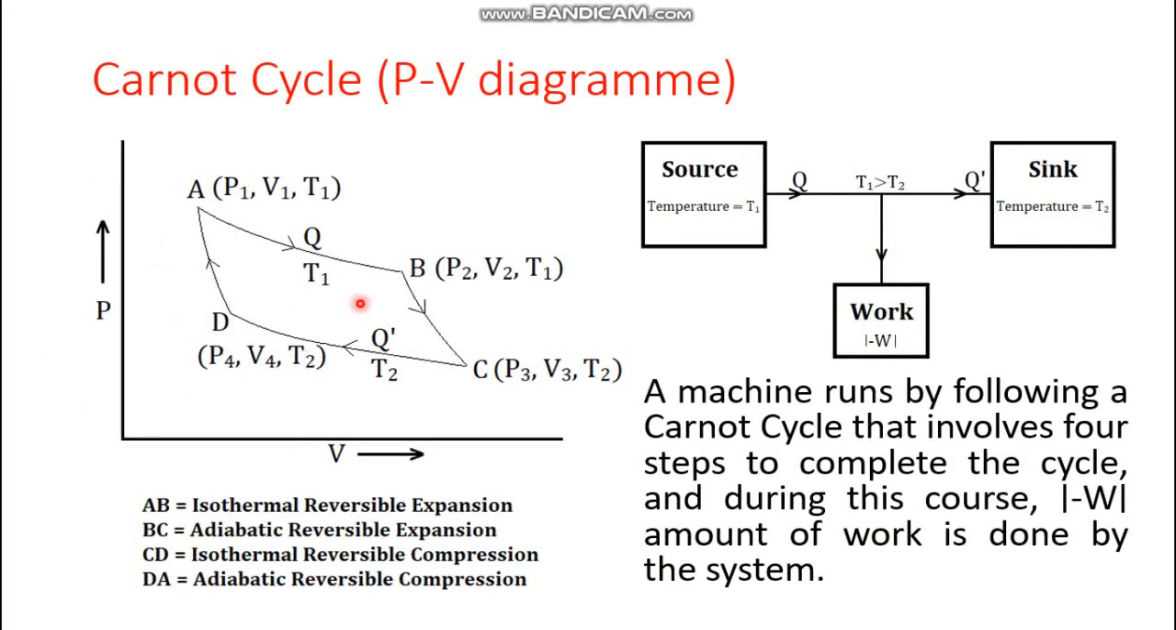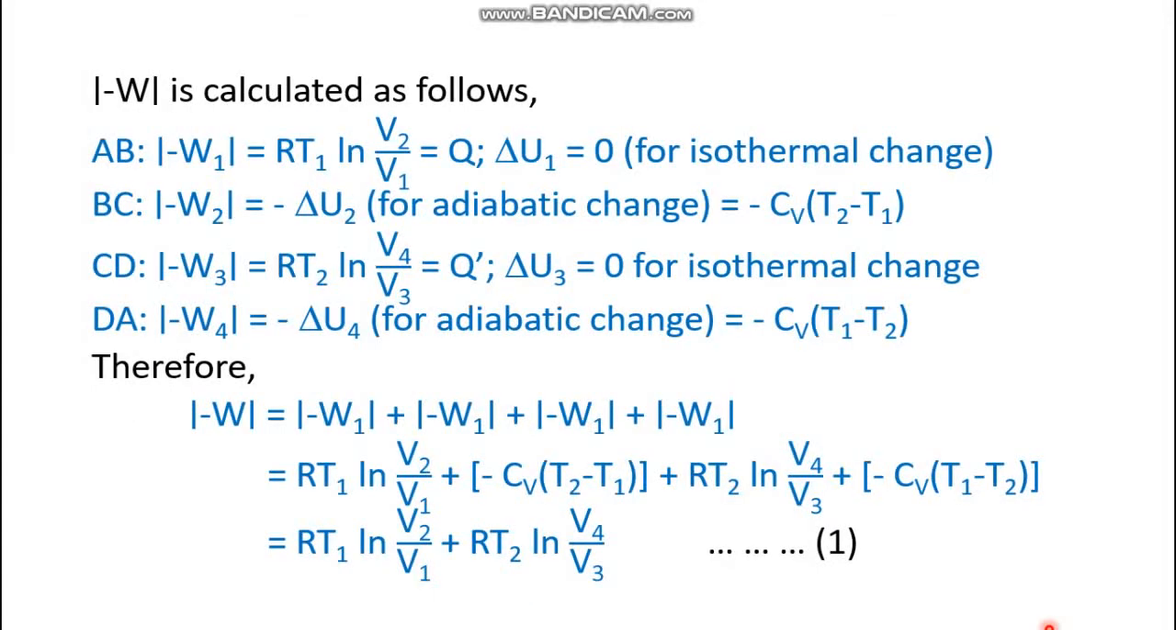And this is definitely a PV diagram. So let us calculate the overall work done here. This is for the 4 steps, so 4 work expressions are to be summed up to find the final work W, that means modulus of minus W.